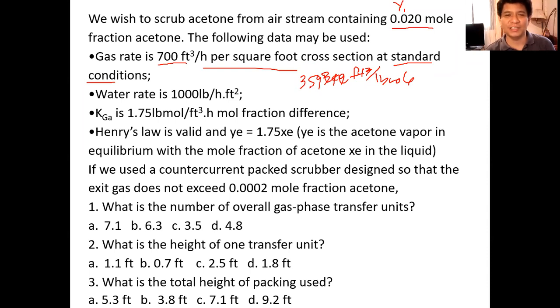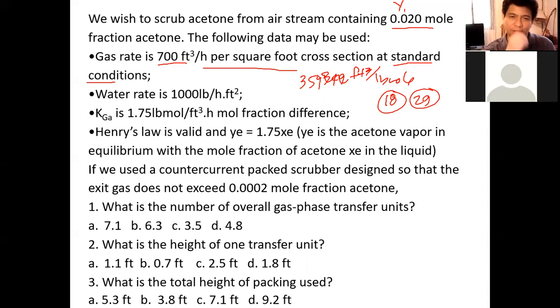And water rate is 1,000 pounds per hour per square foot. The water is easy. To convert that to pound mole, simply divide it by 18. In the board exam, always use 18 for water and 29 for air. That's what Sir Mijares does. I'm not saying this is absolutely correct, of course 18.02 is more accurate. I'm just saying Sir Mijares uses 18 and 29 in the board exam.